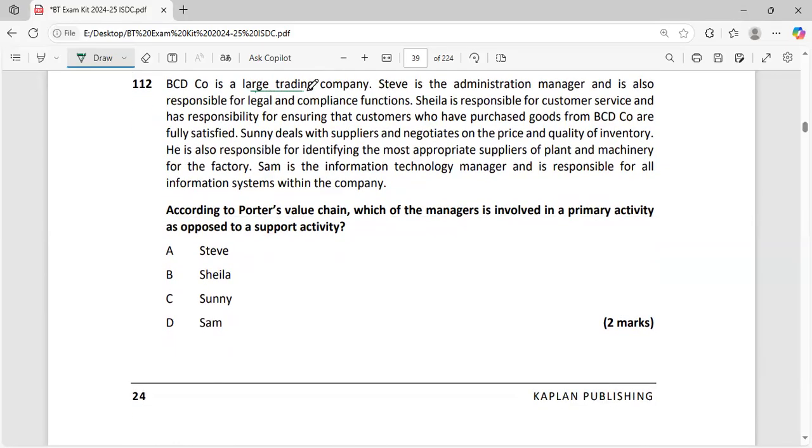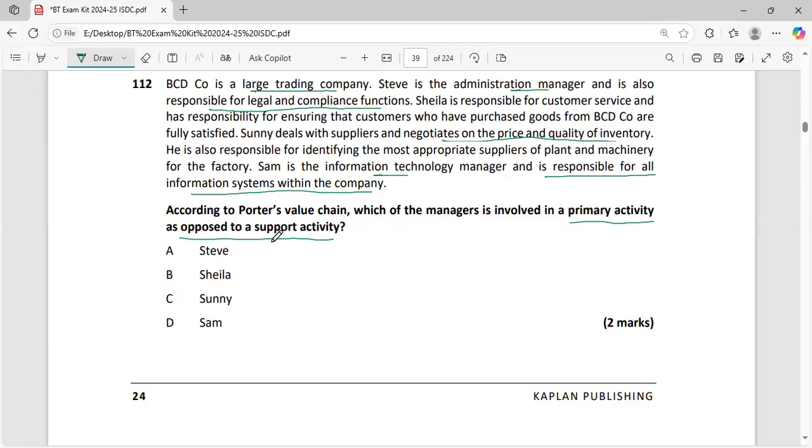BCD company is a large trading company. Steve is the administration manager and is also responsible for legal and compliance functions. Sheila is responsible for customer service and has responsibility for ensuring that customers who have purchased goods from BCD company are fully satisfied. Sunny deals with suppliers and negotiates on the price and quality of the inventory. He is also responsible for identifying the most appropriate supplier of plant and machinery for the factory. Sam is the information technology manager and responsible for all of the information systems within the company. According to Porter value chain, which manager is involved in the primary activity as opposed to the support activity?